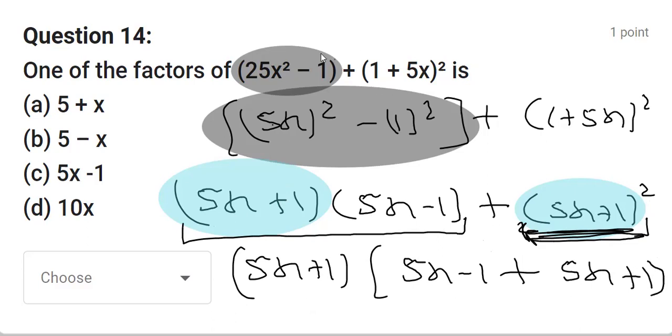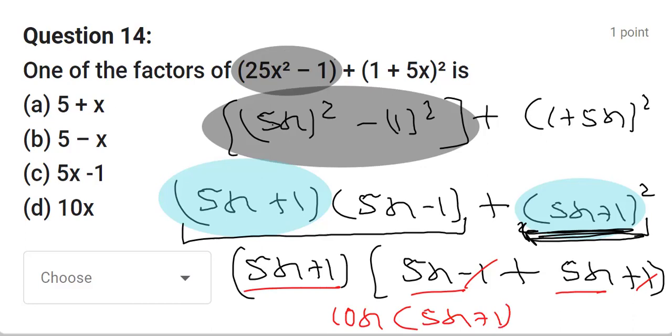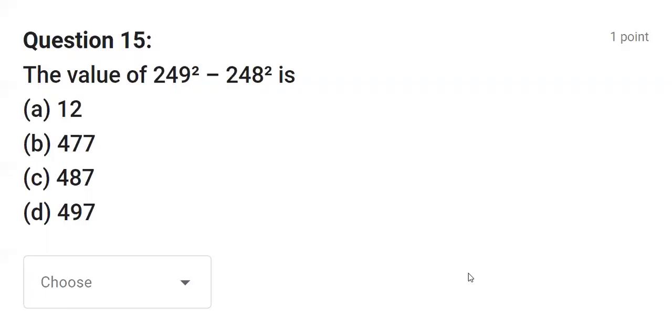Now we can see that here minus 1 and plus 1 get cancelled. So 5x plus 5x is 10x. We have 10x and there's one more factor, that is this one, 5x plus 1. Now we have to find one of these factors, and I can see that this is not one of those factors. Comparing with our answer, this is also not. 5x minus 1 again is not a factor in the solving part, but 10x is a factor. As you can see, this 10x is a factor there. So the correct option is D.